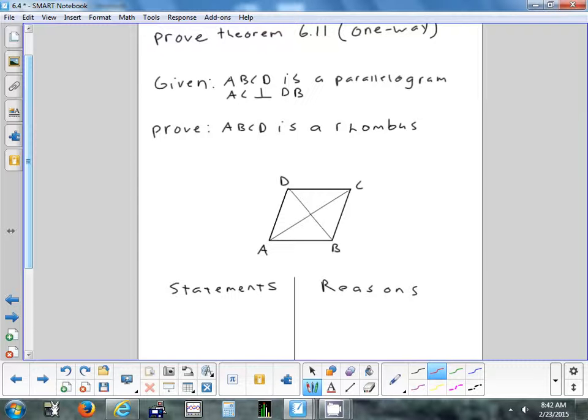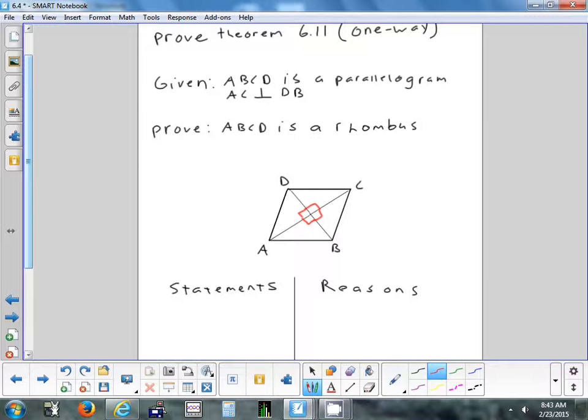Let's mark some things that might help us. Okay, I'm going to mark what's given. Yeah, let's mark the given. AC is perpendicular to DB, which basically means you've got 4 right angles. Okay, if they're perpendicular, you get 4 right angles.